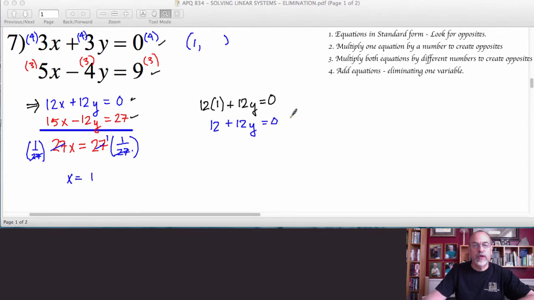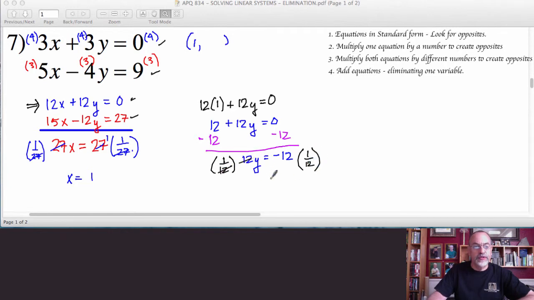12y is 0. I would add like terms if I have any. I don't, so I can go to isolating the term I'm solving for. So I'm isolating the 12y because I'm solving for y. 12 minus 12 is 0 plus 12y, so that's just going to leave me 12y, and that's going to be -12. We're then going to divide by that 12 or multiply by its reciprocal, which is 1 over 12.